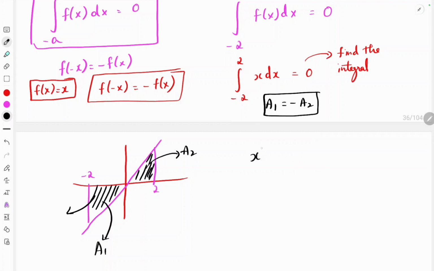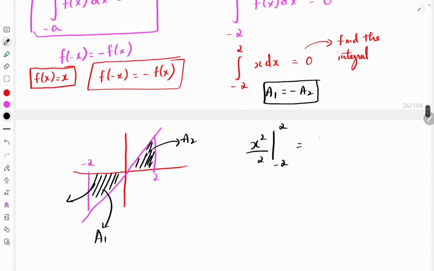If we calculate, it will be x square by 2, from minus 2 to 2. If we calculate like this, 2 square by 2 minus 2 square by 2, it will be equal to 0.